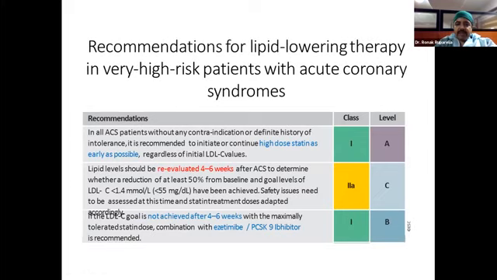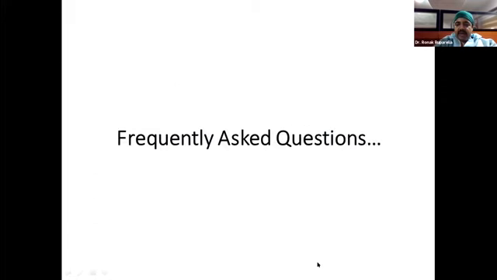Now, in a particular subset like acute coronary syndromes, the ACS type of scenario, the first and foremost drug is high dose statin as early as possible, regardless of the initial LDL levels. And the lipid level should be reevaluated 4 to 6 weeks after ACS to determine whether the target of 50% reduction from the baseline is achieved or not. And then we can further go ahead to our absolute targets. If the target is not achieved, the first drug to be added is ezetimibe. The second drug which could be added is PCSK9 inhibitors.